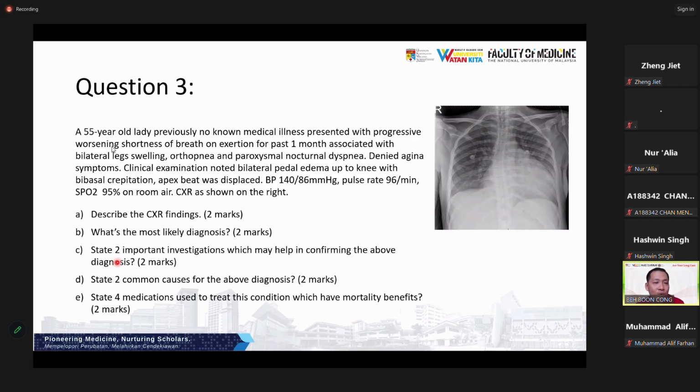Okay, two important investigations which may help to confirm your diagnosis. What investigation do you want to send? Which I mentioned in the slide before this. BNP. Okay, best is your NT-proBNP. If you don't have NT-proBNP, you can send the BNP. In the exam you have to write natriuretic peptide, then bracket NT-proBNP. Okay. The other one.